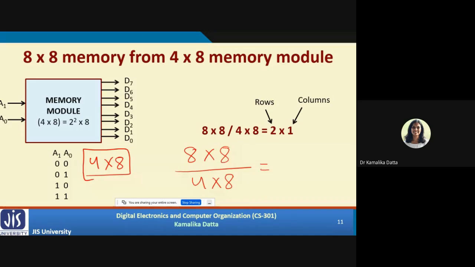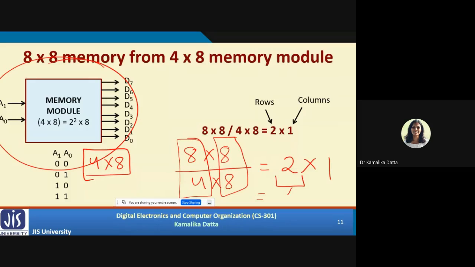And by doing this, what are you getting? If you divide this with this and this with this, 8 divided by 4 is? 2. And 8 divided by 8 is 1. So basically, this will give you the number of rows that will be present with respect to this memory module, and this will give you the number of columns. Sankita, is it clear now?